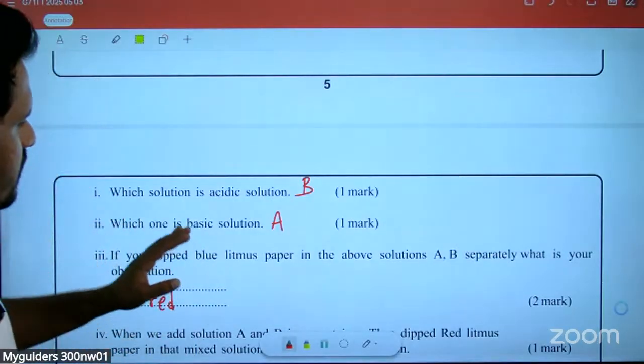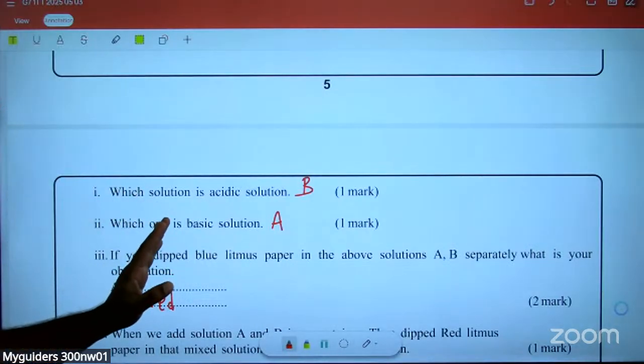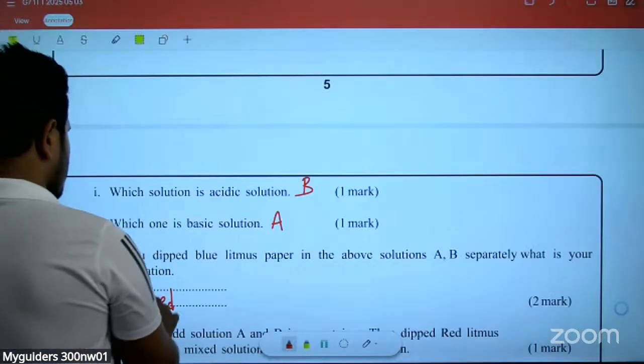Right? But if you dip this in a basic solution, no color change. You can still observe blue color.